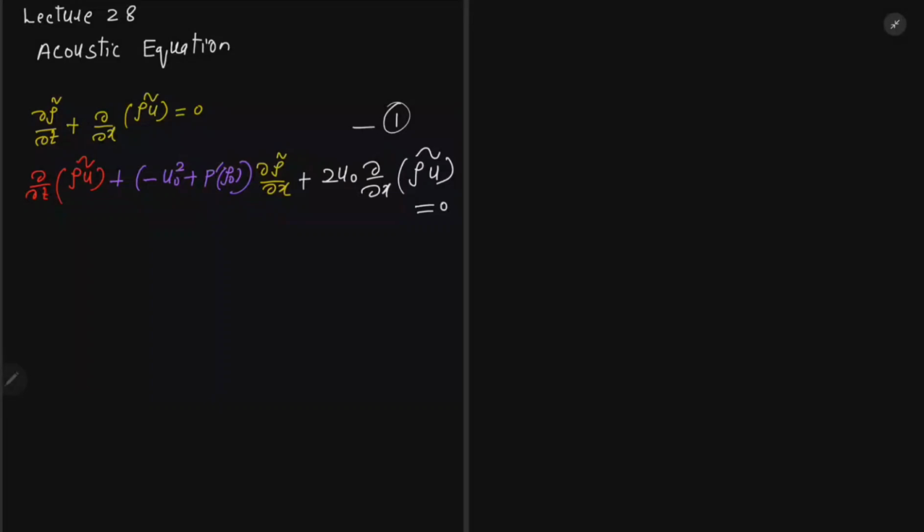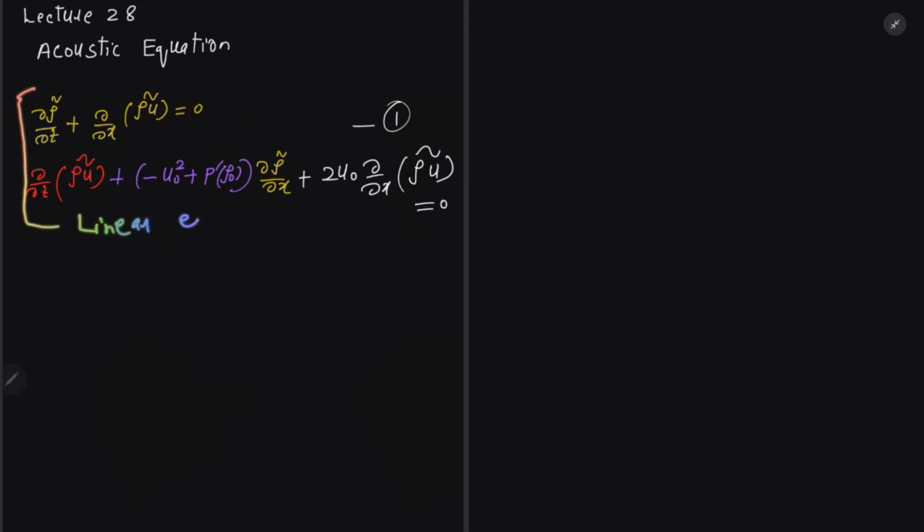In the previous video, we reached this equation, and this is the perturbation equation, but written in terms of the fixed state. And the meaning is that this has now become a linear equation.